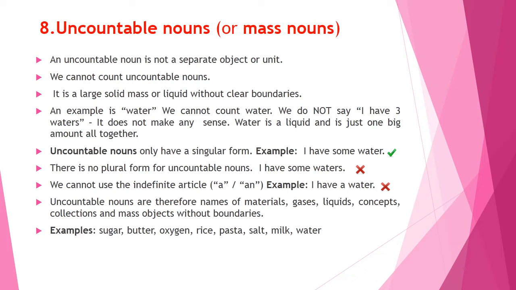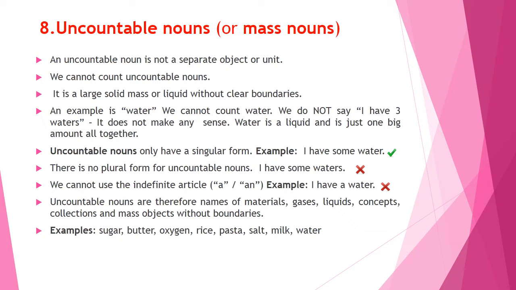Uncountable nouns only have a singular form. For example, I have some water. This is the correct use of this uncountable noun. I have some water. If we say I have some waters, it would be considered wrong. Similarly, we cannot use the indefinite article a and an with this noun. If we say I have a water, it would also be considered wrong.